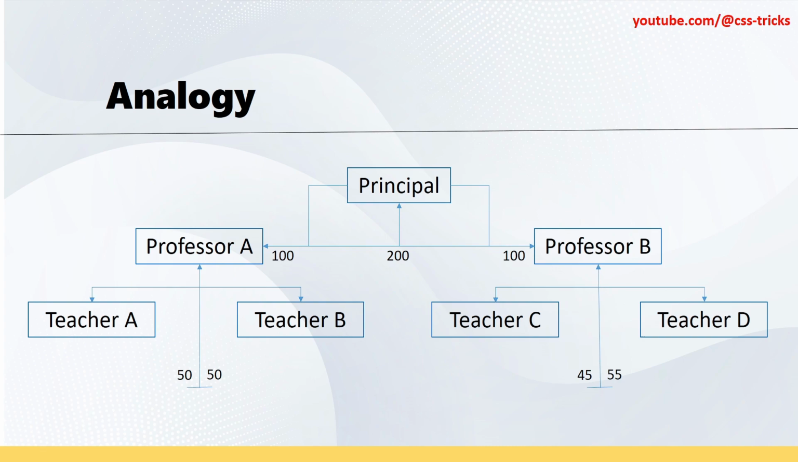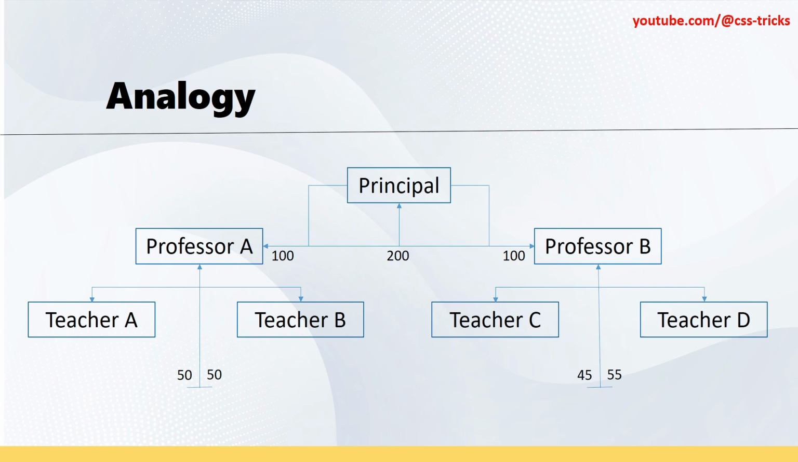So, let's say there is a college in your neighborhood. You go to the principal and ask how many students are there in your college. The principal replies, the total number of students is equal to the total number of students under Professor A, who is the head of science, and Professor B, who is the head of commerce.